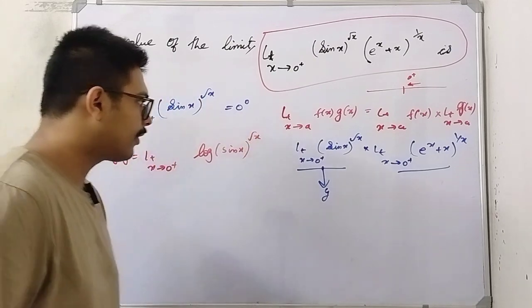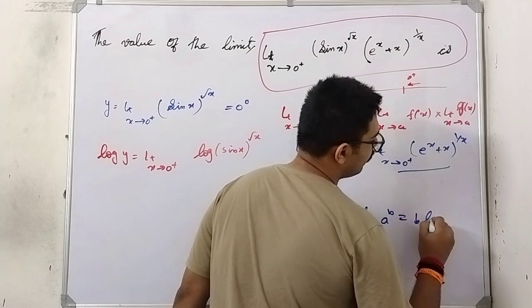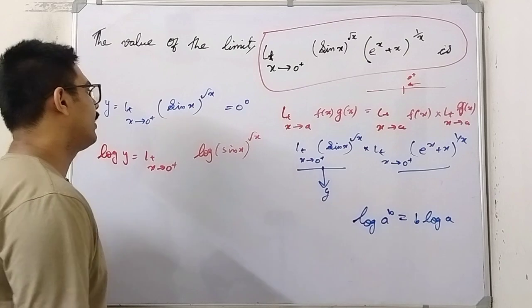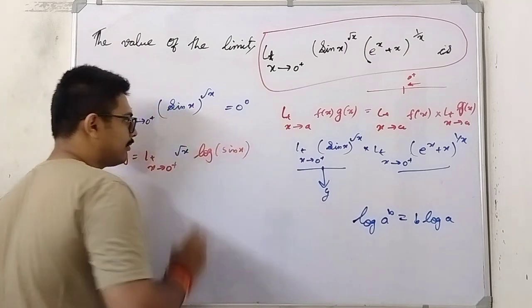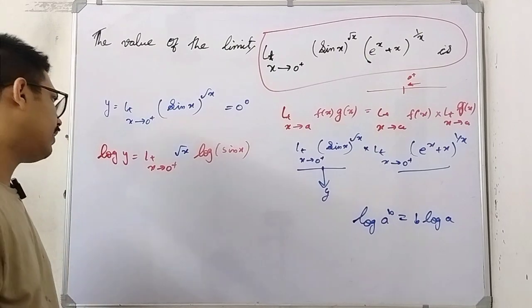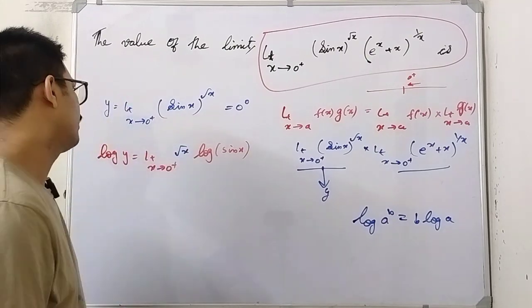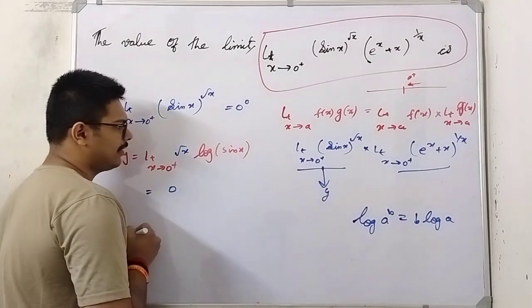Now you can write log a raised to b as b log a. So you can take the power down and simply multiply the power. Now instead of doing this, you can simply substitute the value. What will happen if you substitute the value? Root x is 0.